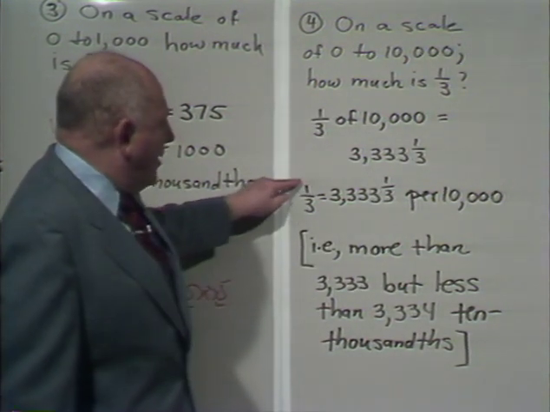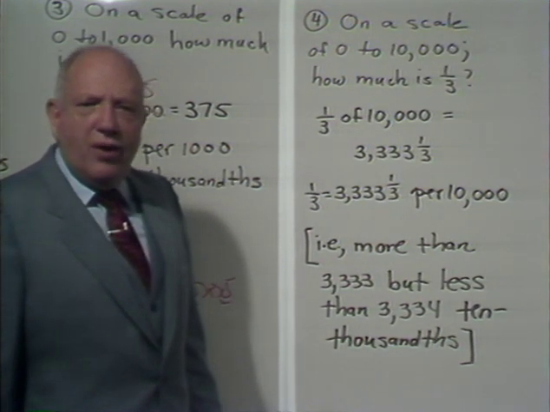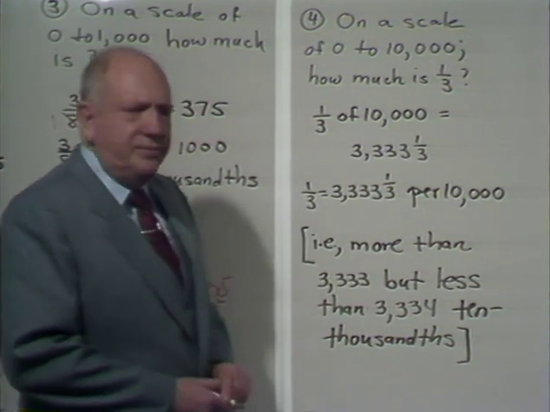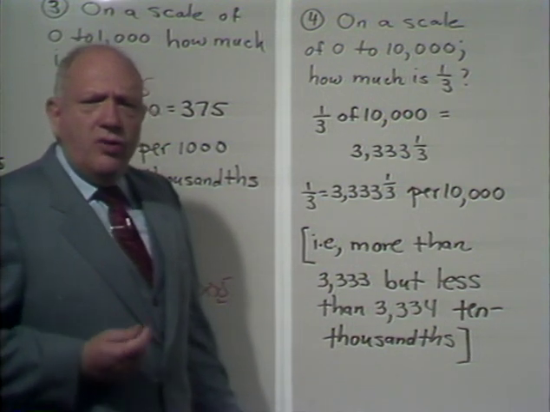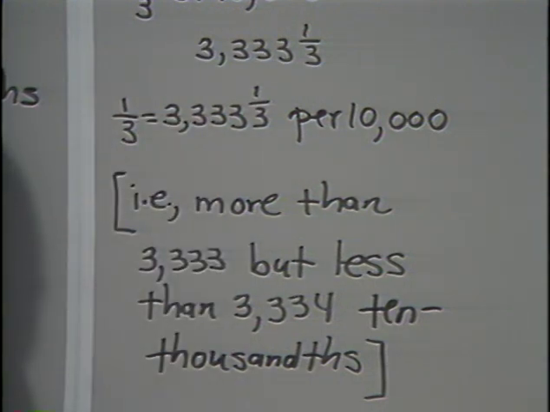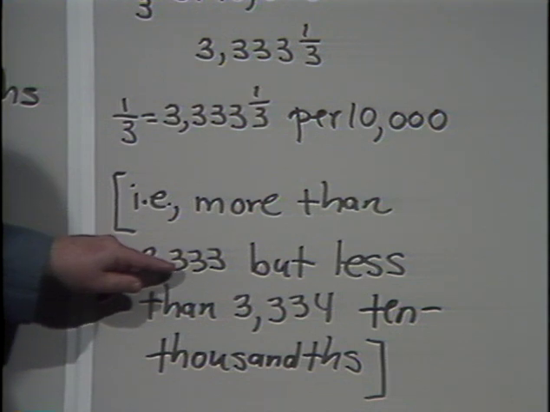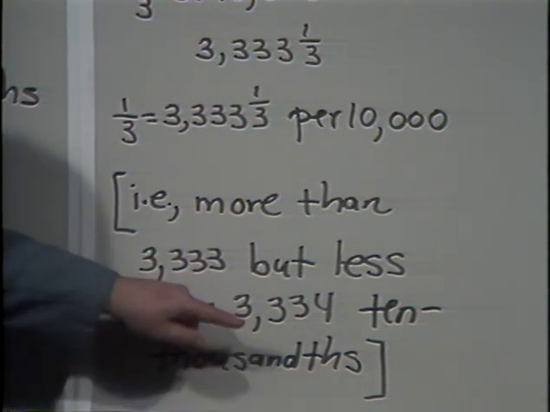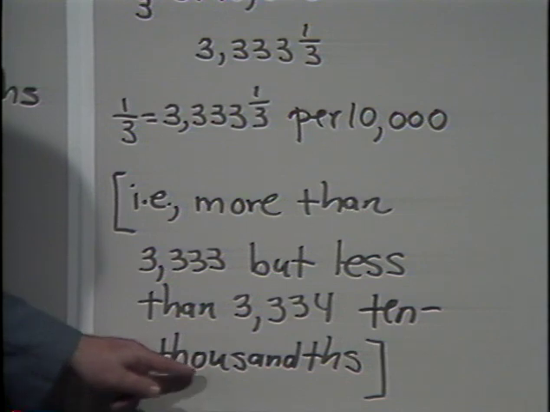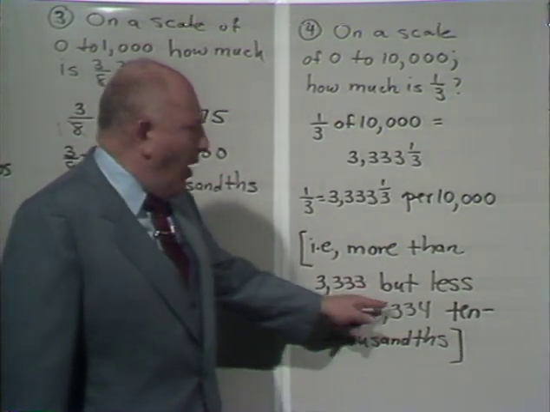In other words, at a rate of 1 out of every 3, I'll be taking 3,333 and 1/3 out of each 10,000. If that bothers you, notice how we tend to round off. See, what is 3,333 and 1/3? It's more than 3,333, but less than 3,334. So we'd say, okay, you're taking more than 3,333, but less than 3,334 out of each 10,000, okay? And basically we say, why quibble?